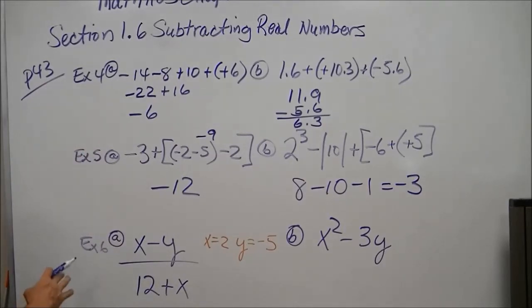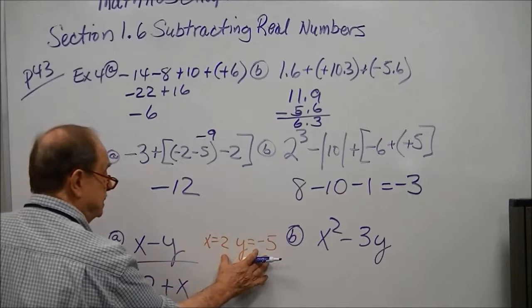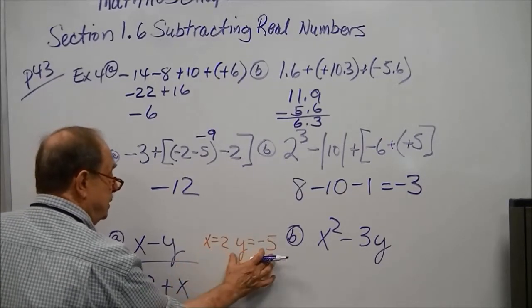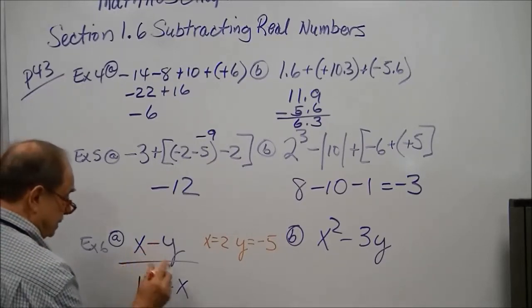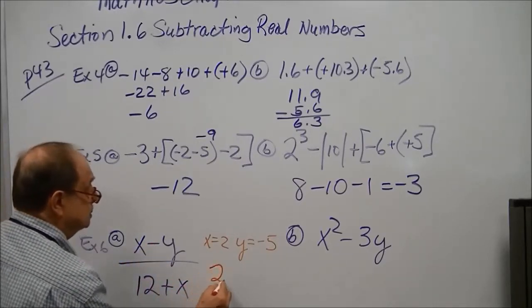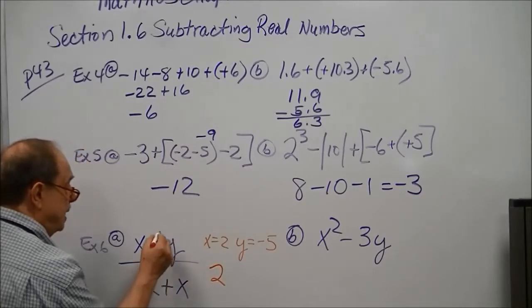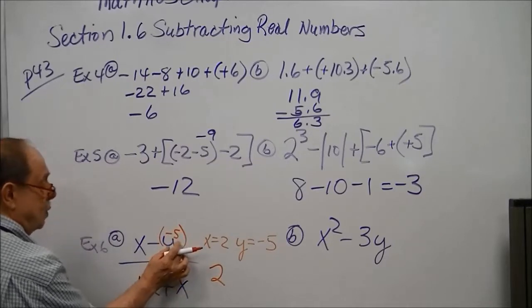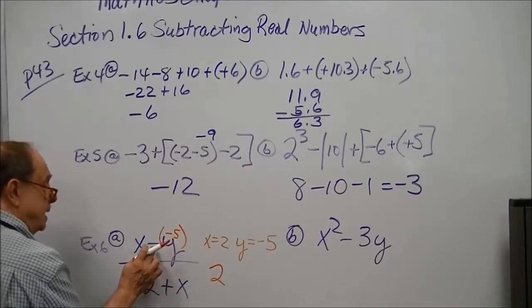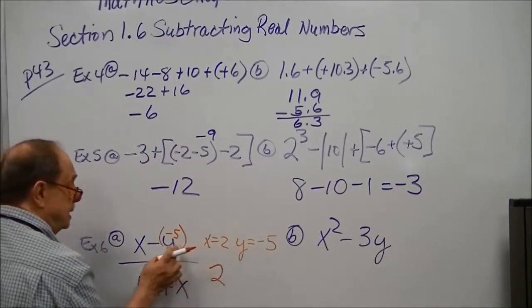Now in example 6, they want us to replace the variable with a known quantity. So we have to do some substitution. So our x is going to be a 2. Now keep in mind our y goes in there as a negative 5. That's what y is. So it's the opposite, because this sign is there.